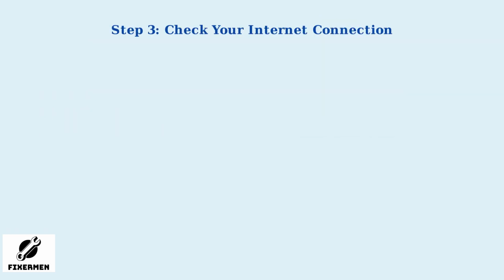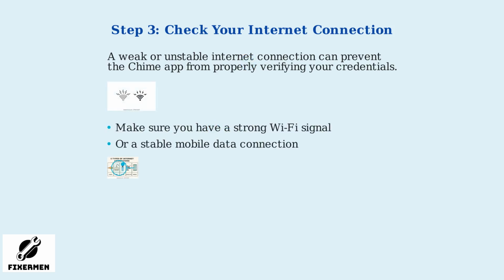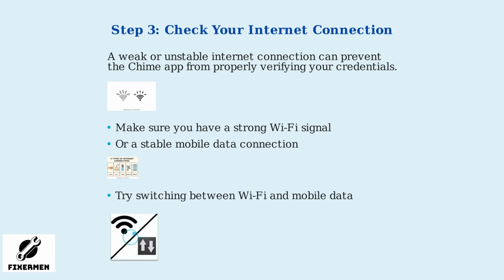A weak or unstable internet connection can prevent the Chime app from properly verifying your credentials. Make sure you have a strong Wi-Fi signal or a stable mobile data connection. Try switching between Wi-Fi and mobile data to see if that resolves the issue. A speed test can also confirm if your internet is functioning normally. This step addresses about 15% of 401 errors related to connectivity.